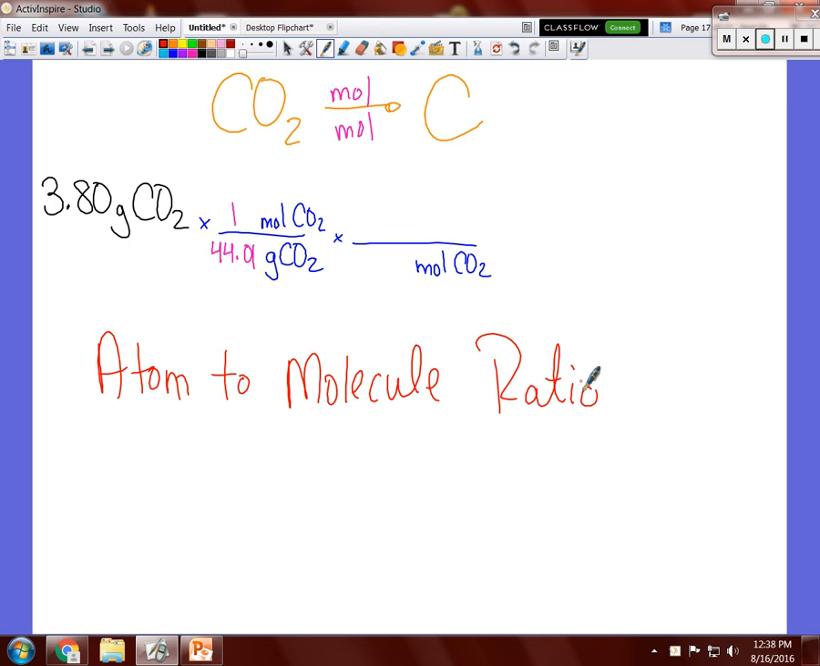Okay. So what this next step is, it looks just like the mole to mole. But I've asked this question to you guys 100 times. Where does the mole to mole ratio come from? The coefficients of a balanced equation. Do we have a balanced equation to work with? No. This is a little different. What this is, is an atom to molecule ratio. It's just as easy to answer. In fact, to me, it's easier. It's how many atoms of that molecule are present in the formula.